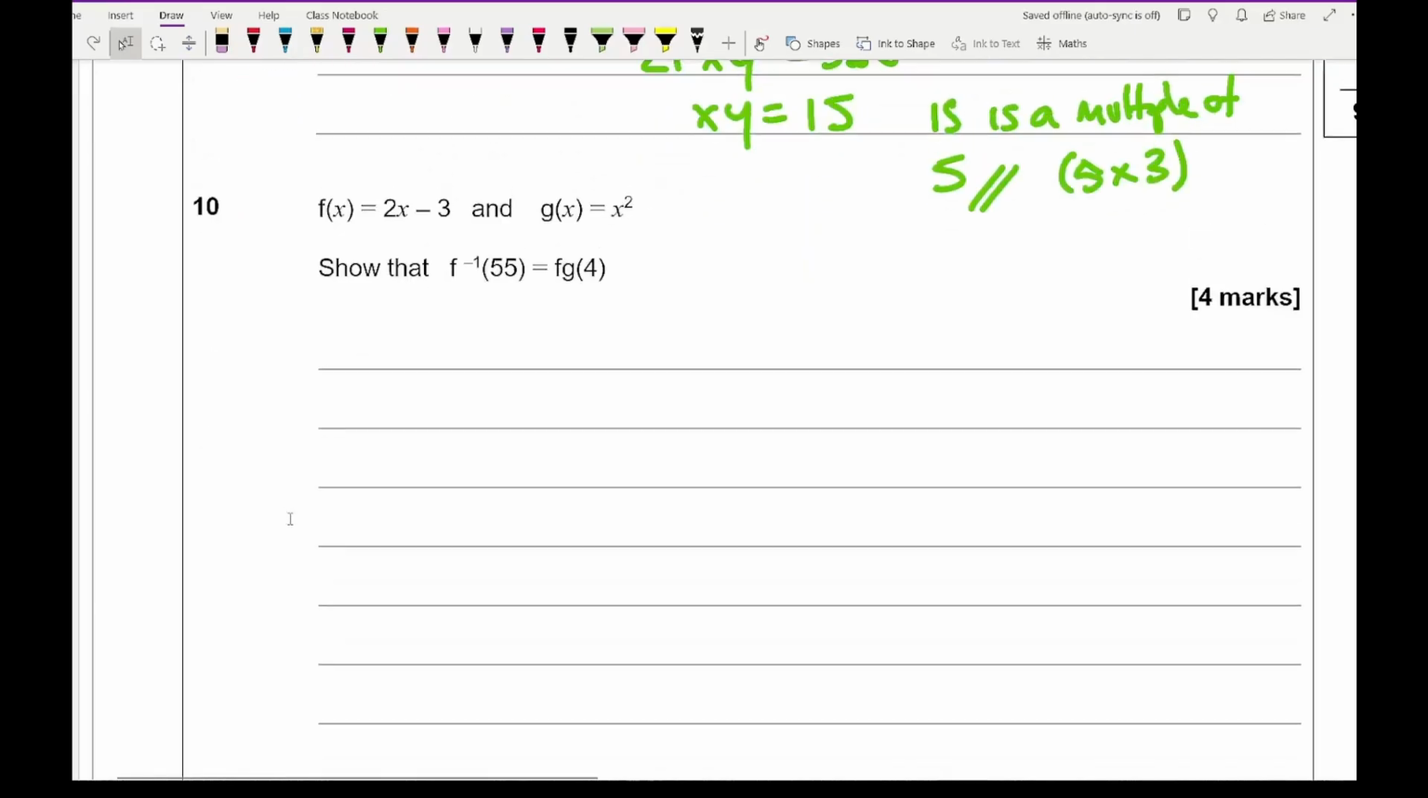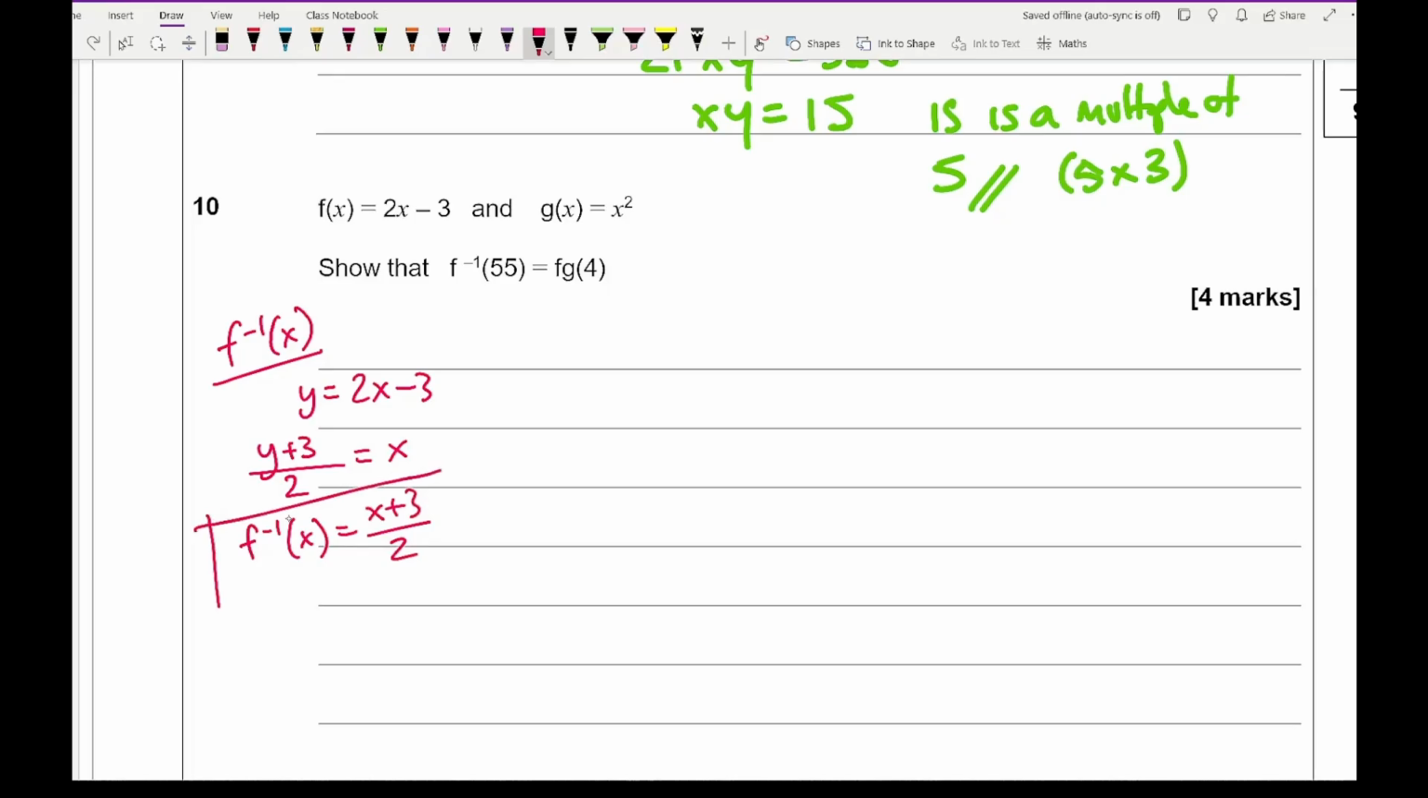Then for question 10, it says f of x equals 2x minus 3 and g of x equals x squared. Show that the inverse function of f of 55 is equal to the composite function fg of 4. So first things first, we need to work out the inverse function. We make the function f equal to y, then rearrange to make x the subject. So I end up with y plus 3 over 2 equals x, and then swap the x with the inverse function x and swap the y with x. So I end up with something that looks like this.